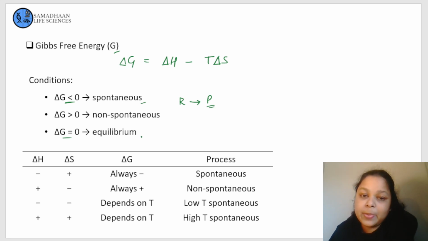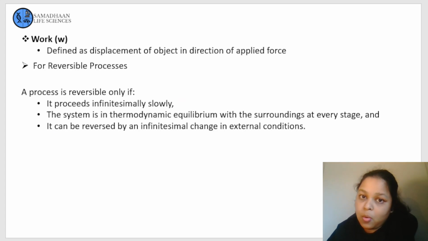Now, if delta G has a value of 0, then the process or the reaction is in equilibrium. Depending on the signs of enthalpy and entropy, the sign of delta G changes. For example, if the enthalpy change is negative and entropy change is positive, then delta G is always negative, and the process is spontaneous. Similarly, if the signs change, then the sign of delta G can change also. Now to the next topic, work.